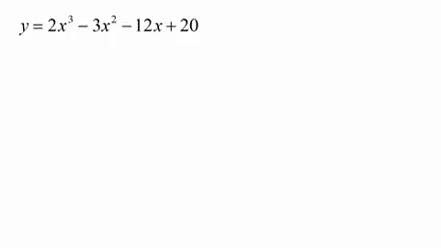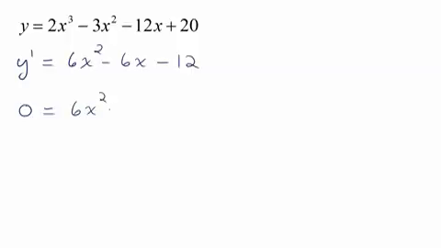So here's our function. We're going to first find the derivative. So y prime would equal 6x squared minus 6x minus 12. And being parallel to the x-axis implies that your tangent lines are horizontal, meaning the slopes are 0. So we're going to go ahead and set this derivative equal to 0. So 0 equals 6x squared minus 6x minus 12.